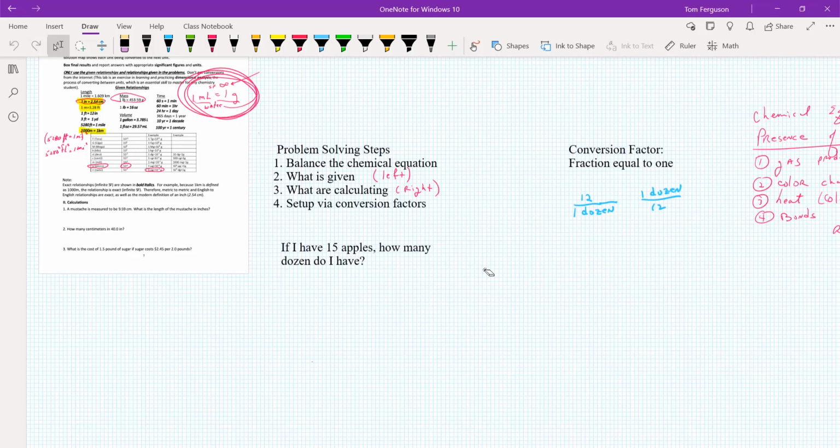If I have A over B times C over A, what is that answer? C, why? If we have an A in the numerator and an A in the denominator, they cancel, leaving us with C. That's all the algebra you need. Okay, so keep that thought.